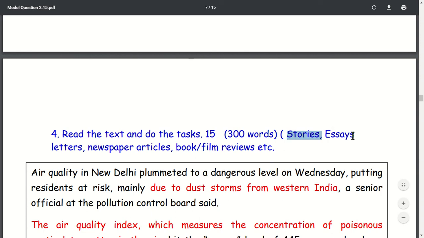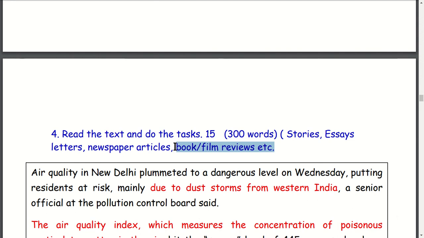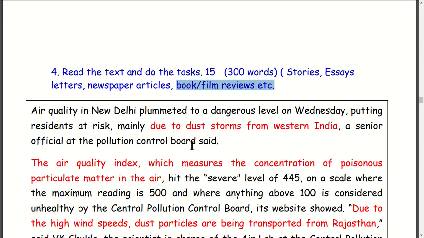Essays, letters, newspaper articles, books, or film reviews, etc. Any one text from these different areas is asked in the examination, and this question carries 15 marks. It is a little difficult and a little longer too. Then you have to read the text very carefully, slowly and very carefully, so that you will be able to answer the questions in the examination.